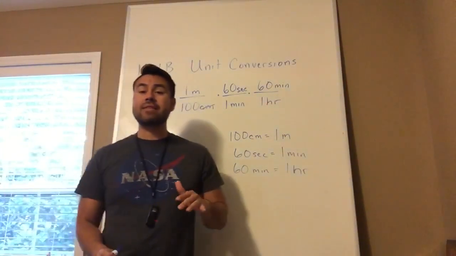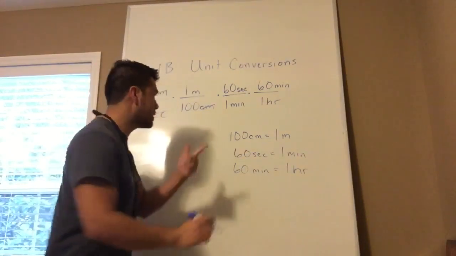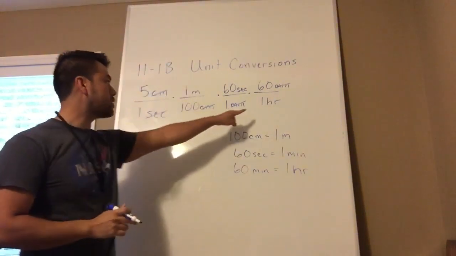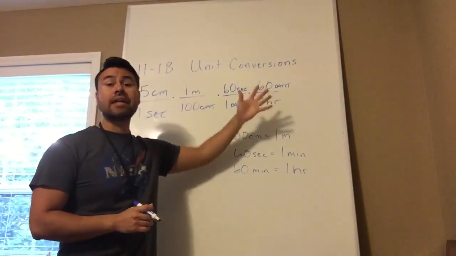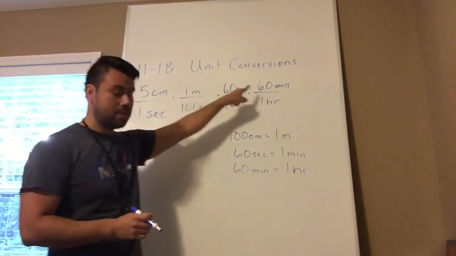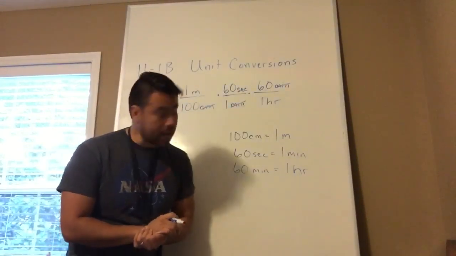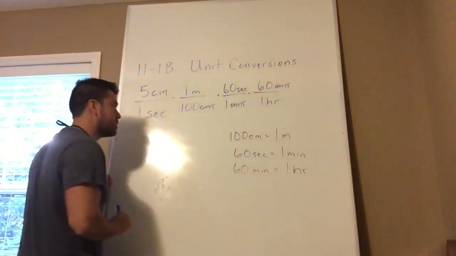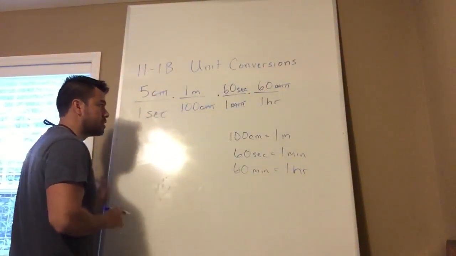So that means we have to cancel out seconds and minutes. So the minutes will cancel each other out, and guess what unit I'm left with? Hours. And that's what we want. We want meters per hour on this problem. So I'm done with all the units and the fractions I have to use. Now I'm going to simplify.